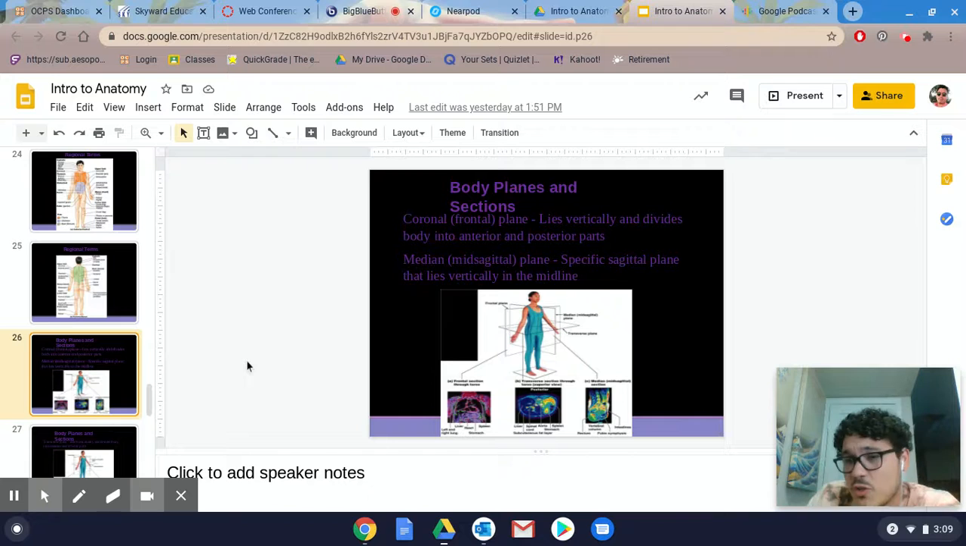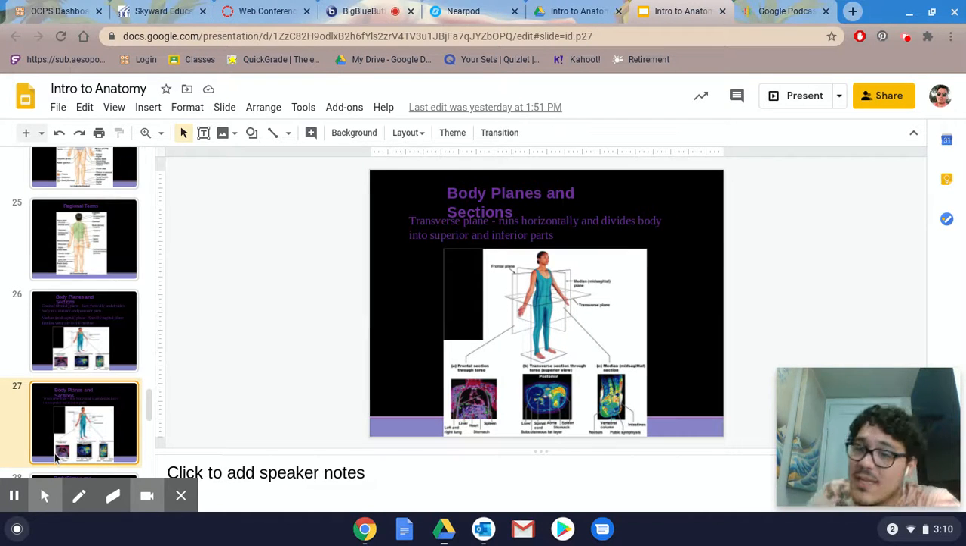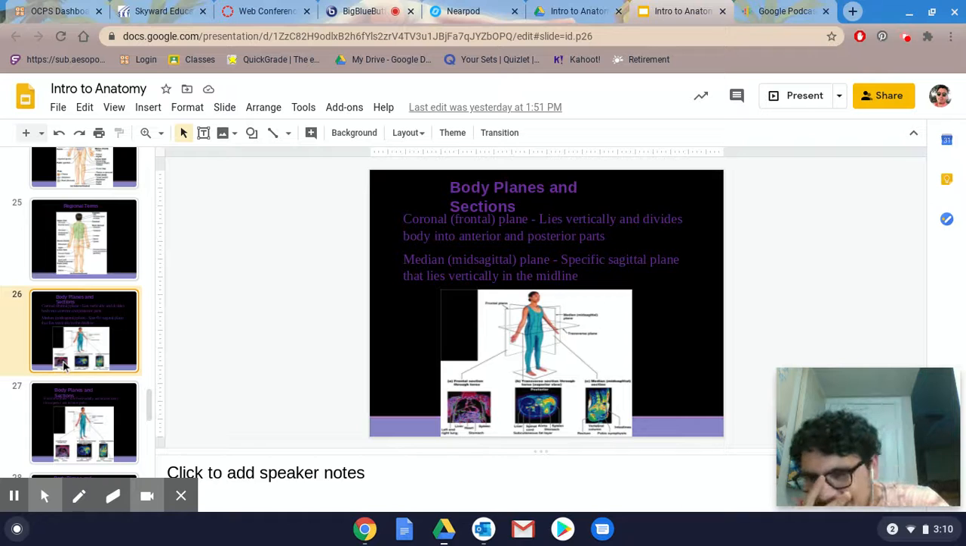We have the frontal plane, also known as the coronal plane. I typically just call it frontal. The frontal plane is going to be a vertical plane that divides the body into an anterior and a posterior side, so front and back. The median plane is going to be another vertical plane, but it goes right down the middle, and it separates your left and your right. Finally, we have what's called the transverse plane. This is a horizontal plane, and it divides the body into a superior and inferior, so a top half and a bottom half.